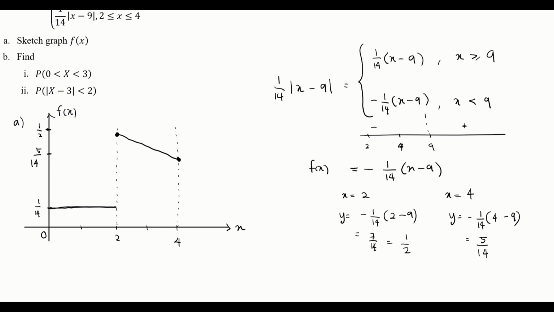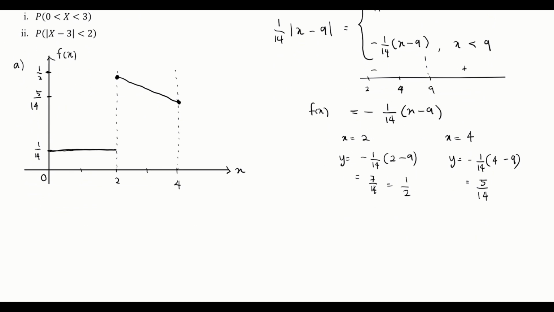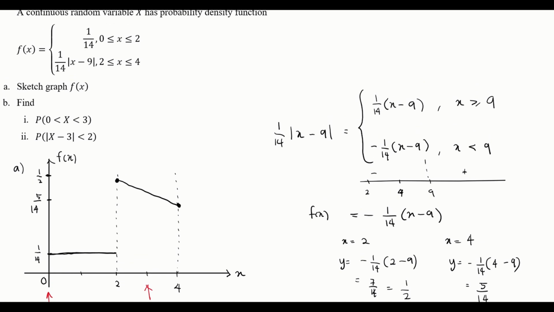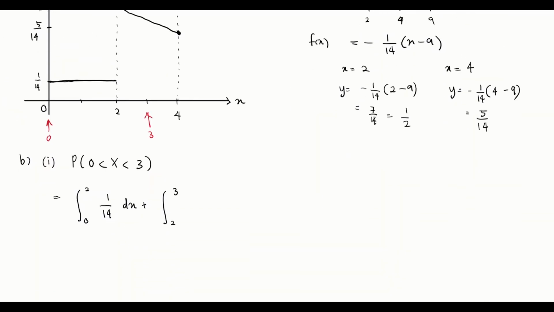Okay, second part of the question, we're going to find the probability. Part b number 1, we want to find the probability of x between 0 and 3. That means we're going to integrate. From 0 to 3, it will involve integrating from 0 to 2 first, where the function is 1 over 14. Next is to integrate from 2 to 3, and since we know the function is negative 1 over 14 (x minus 9) there, we use this.